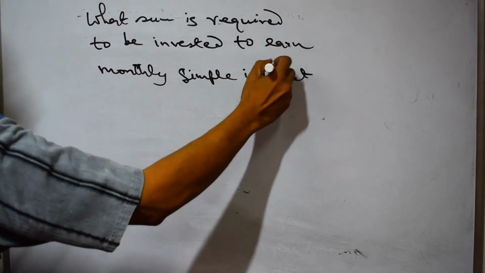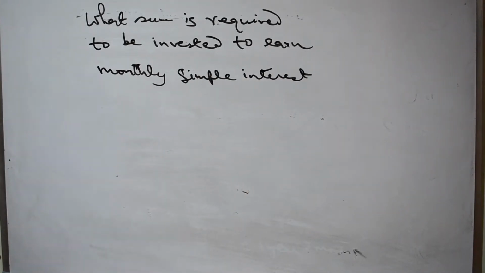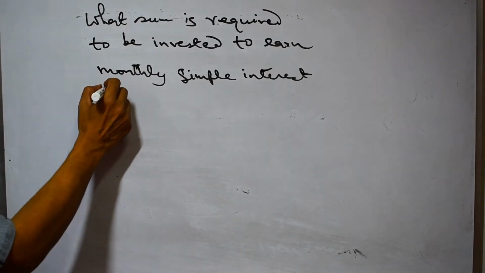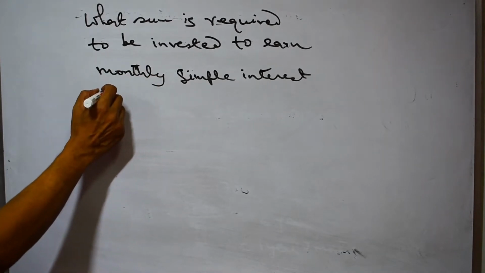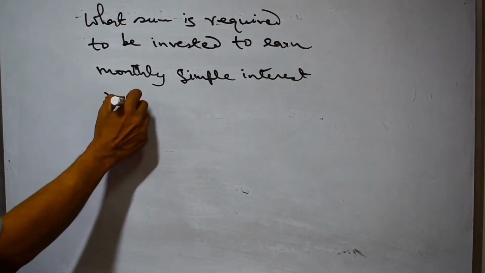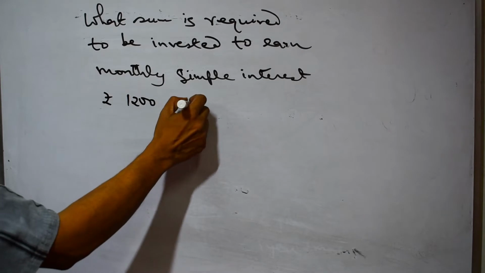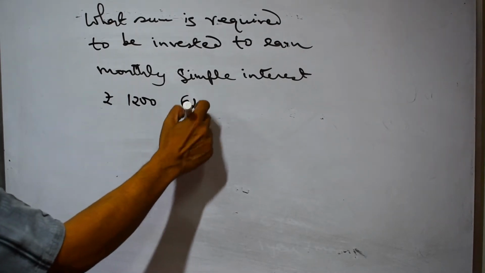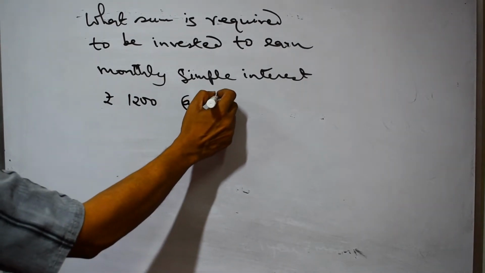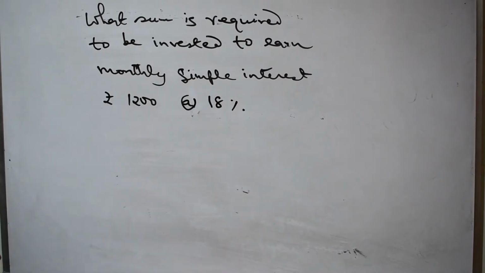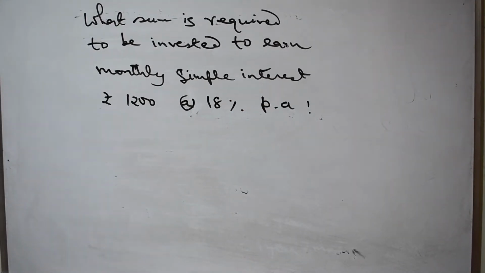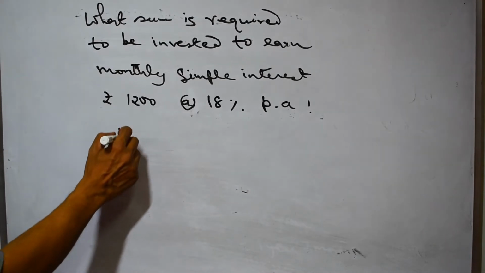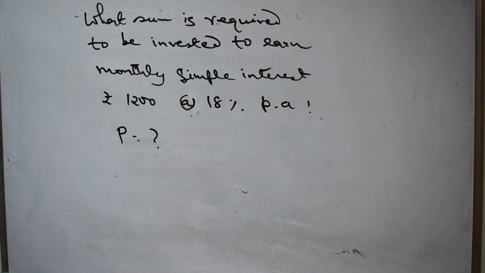We are discussing simple interest, and the main point is every year we will get the same interest. Here the monthly simple interest is given as rupees 1200 at the rate of annual interest of 18% per annum. So we don't know how much principal we have. That means principal we don't know.